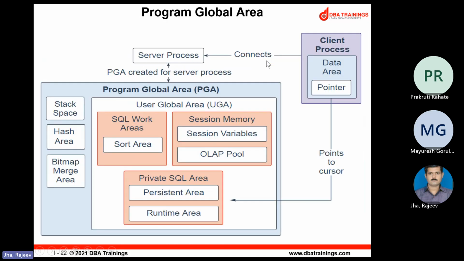And now here you can see all the details of the PGA, how it will work. So we have the SQL work area, which has the sort area, session memory with system variables, cursor pool, and then we have a private SQL area. That's where your client process communicates with the server process, and then your data finally reaches your SQL work area, where the sort area is used for functions to order data, like order by or group by. In those cases you can use the sort area. Clear?